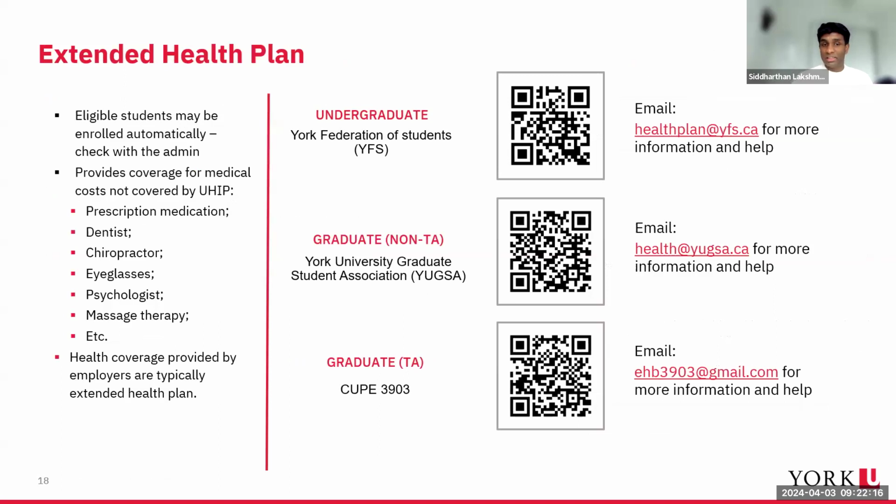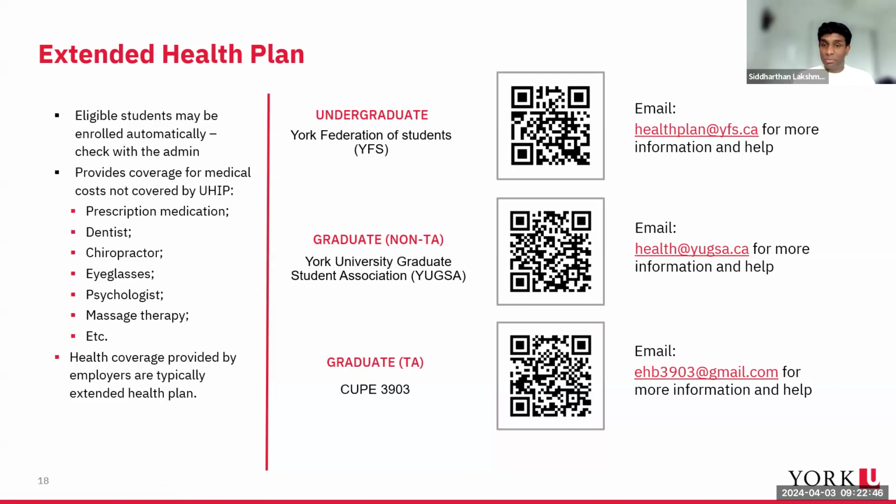Briefly touching upon the extended healthcare plan. The extended healthcare plan is administered by your student union. So if you're an undergraduate student, that would be the York Federation of Students, or YFS. If you're a graduate student who's not a TA, you'd be administered the extended healthcare plan by York University Graduate Student Association, or YUGSA. And graduate students who are a TA also get extended healthcare plan from CUPE 3903 unit.